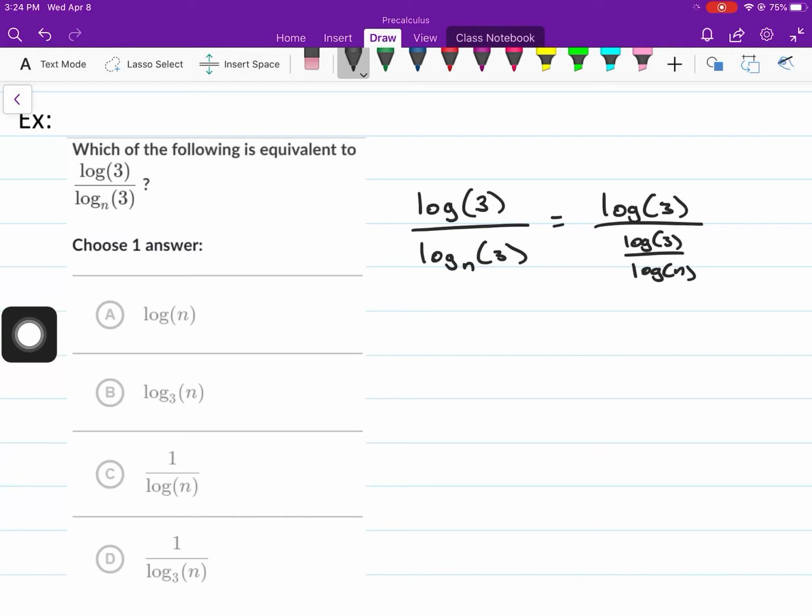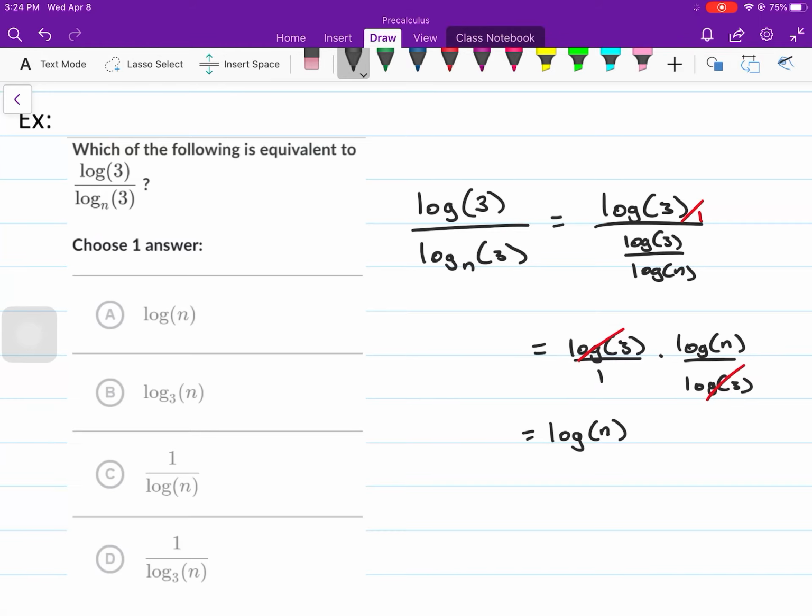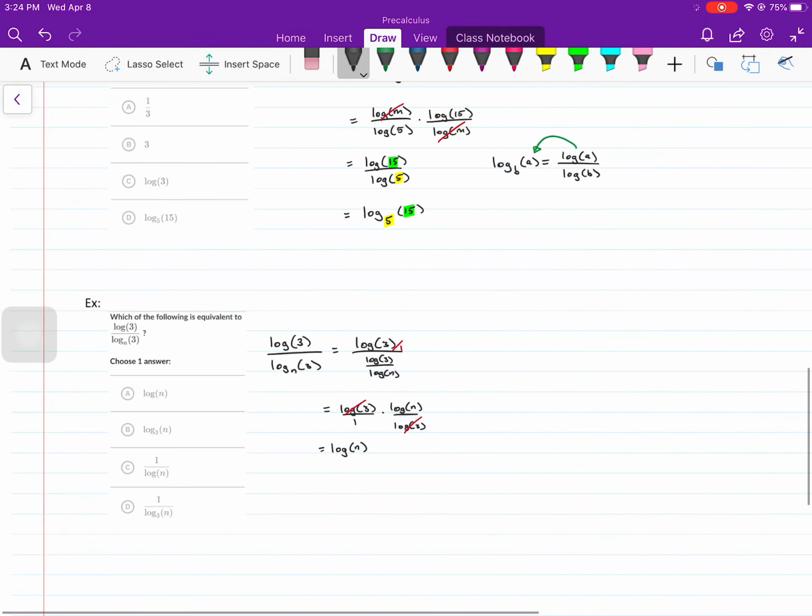So this is like our big fraction sign. So you can think of this as log of 3 over 1. So we're going to flip and multiply. So we have log of 3 over 1 times log of n over log of 3. The log of 3's cancel. And you're left with log of n. And there you have it.